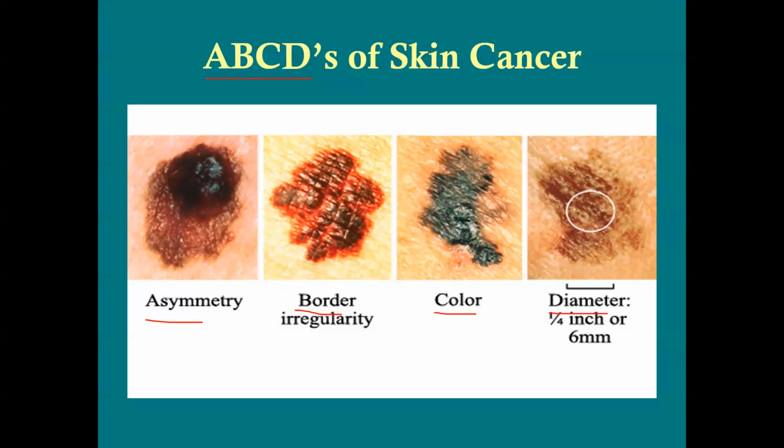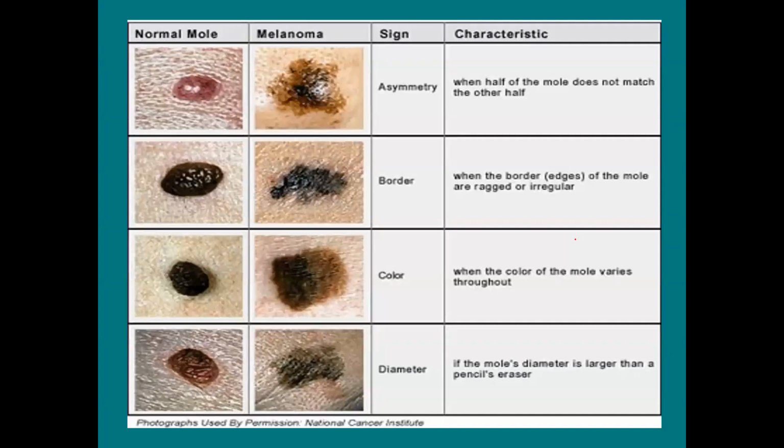And if the color of the pigmented area seems to vary, there's a lighter patch here, a little darker here, very dark up here. So the color is varying. That's also a bad sign. And for the most part, diameter, if it's bigger than a quarter inch, if it's bigger than the head of a pencil, the pencil eraser, it's more likely to be cancerous, right?